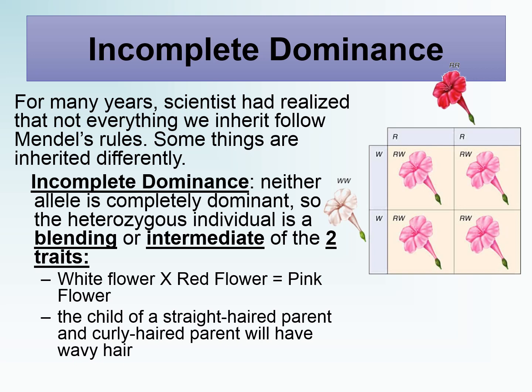One type of inheritance, incomplete dominance, is where neither allele is completely dominant. So the heterozygous individual or the heterozygous offspring is going to be a blending or an intermediate of the two traits. How I like to remember it is the IN in incomplete is the same as the IN in intermediate, or another way of looking at it, a trait that's going to be in between.